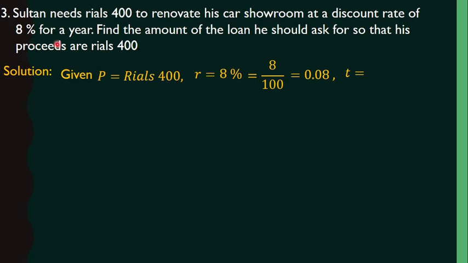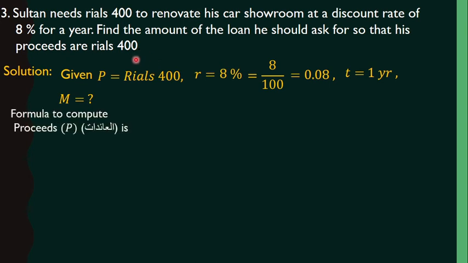Next is for a year. The time, the duration of the loan, is only 1 year. That is T is 1 year. So given P, R and T, we are required to find the amount of the loan to pay. The amount the borrower has to pay, the amount of the loan, that is the maturity value. M is our question.